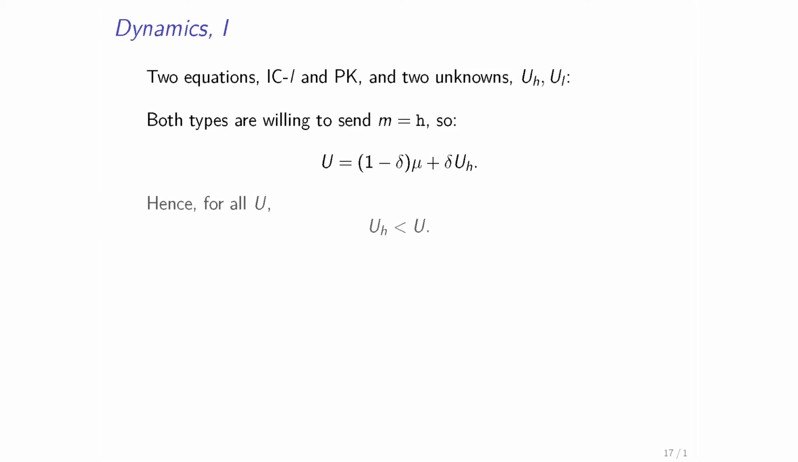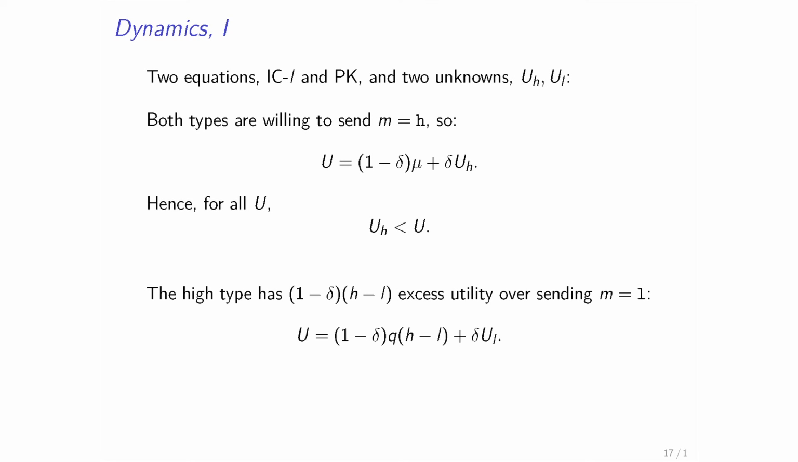Okay. Secondly, this tells us that if you tell me you are high type and I provide the good, your continuation utility is lower than your ex-ante promised utility. This is because mu is the highest possible ex-ante utility we can have, and u is a weighted average of both. Now, secondly, the high type has (1 minus delta) multiplied by (H minus L) excess utility from mimicking a low type. So he is not willing to mimic the low type. He has to be given this excess surplus.